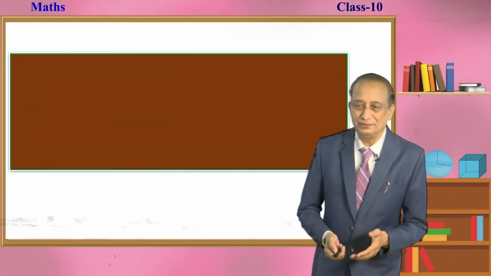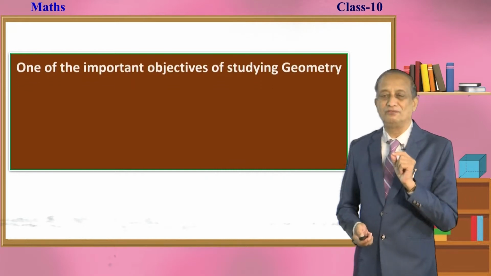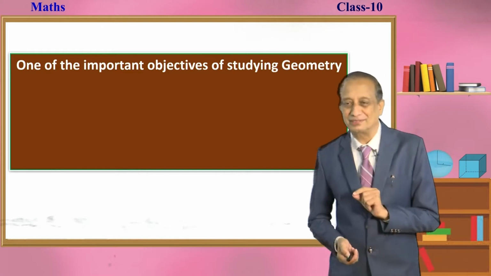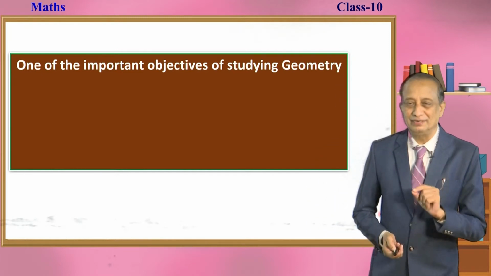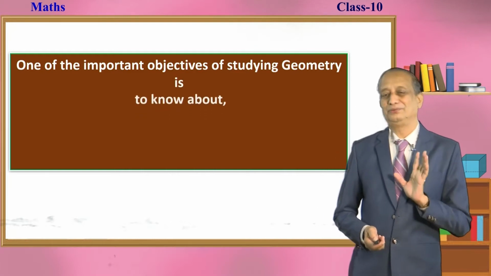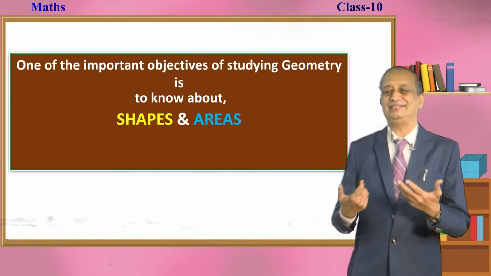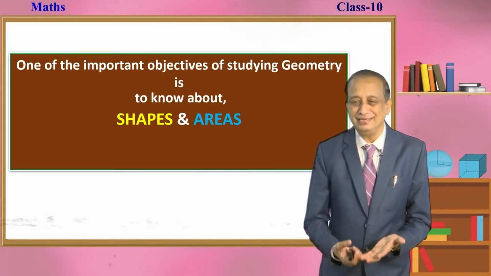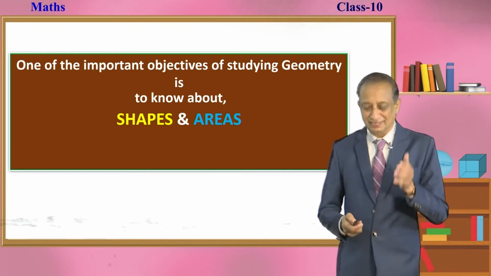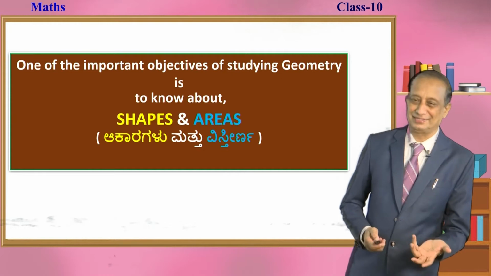Now, I wanted to tell you one important main objective of studying geometry. Have you ever thought of this, children? The very important objective of studying geometry is to know about the shapes, to know about the areas. This is the main objective of studying geometry, children. In Kannada, we call this as akaragalu and vistirnagalu.